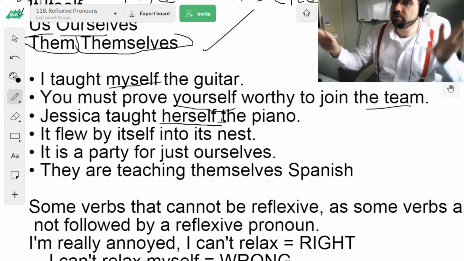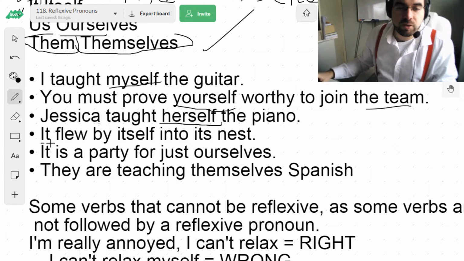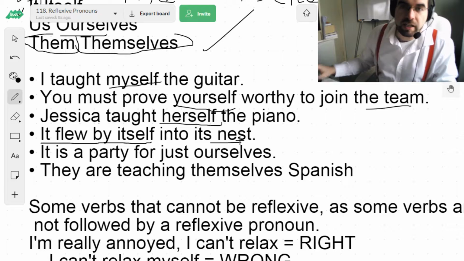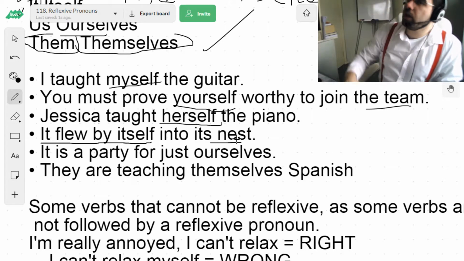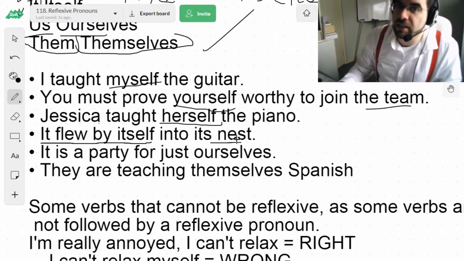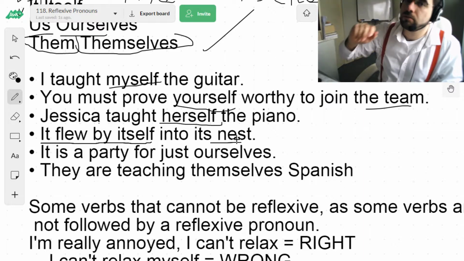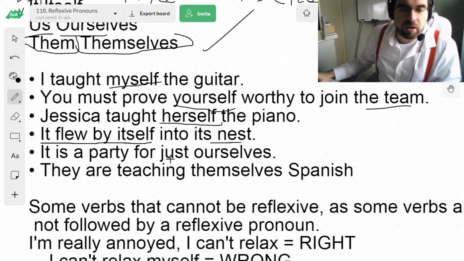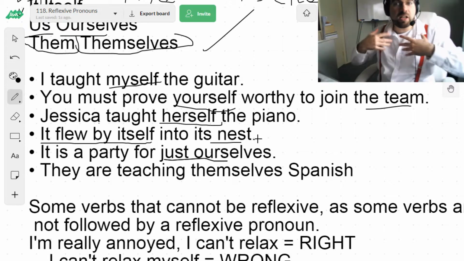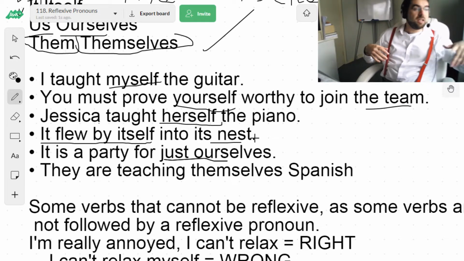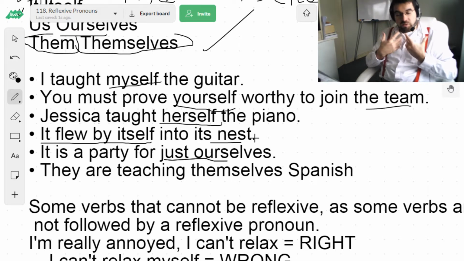It flew by itself into the nest. The bird flew by itself. It didn't need our help. It was a party for just ourselves. No one else, no one there, no one here. Just us, just ourselves.